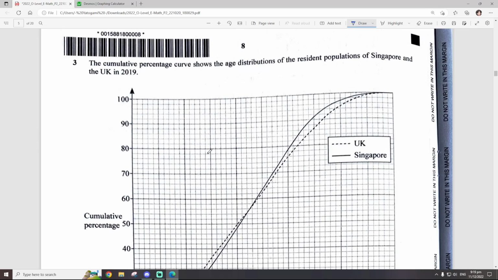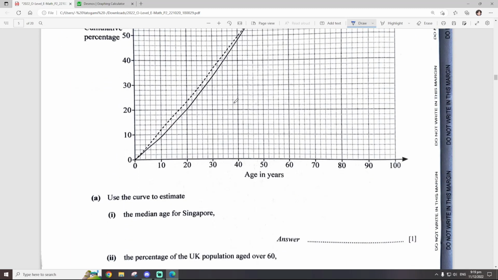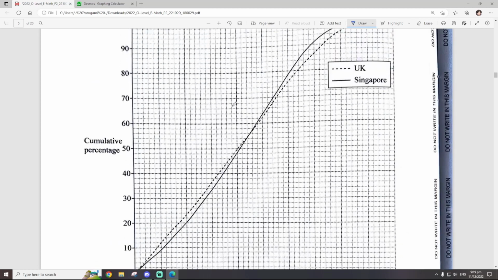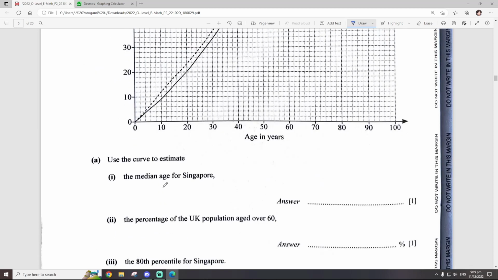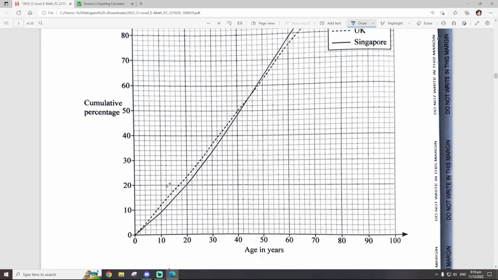Question 3, cumulative frequency graph. Okay. So we have the age distributions of the resident populations of Singapore and the UK in 2019. Use the curve to estimate the median age for Singapore. So it's cumulative percentage here, so we don't actually need to do any counting. You estimate the median age at the 50th cumulative percentage. The dotted line is the UK and the solid line is Singapore. So at 50%, you will see that our median age is supposedly, well, I can't draw, I'm not very good at drawing straight lines, but supposedly it is here, 41.